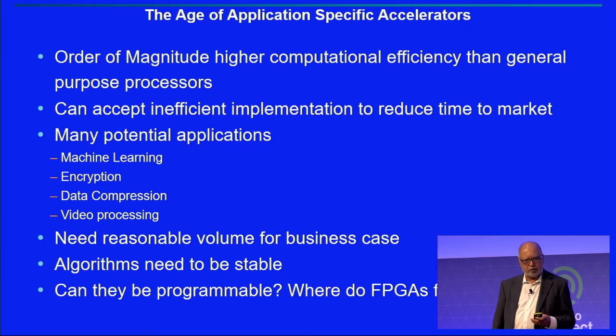So what's important is that because you have an order of magnitude improvement, you don't necessarily have to go with the most efficient implementation of these application-specific accelerators. Time to market is important. So I would leave 10% performance on the table to get to market 6 months sooner.